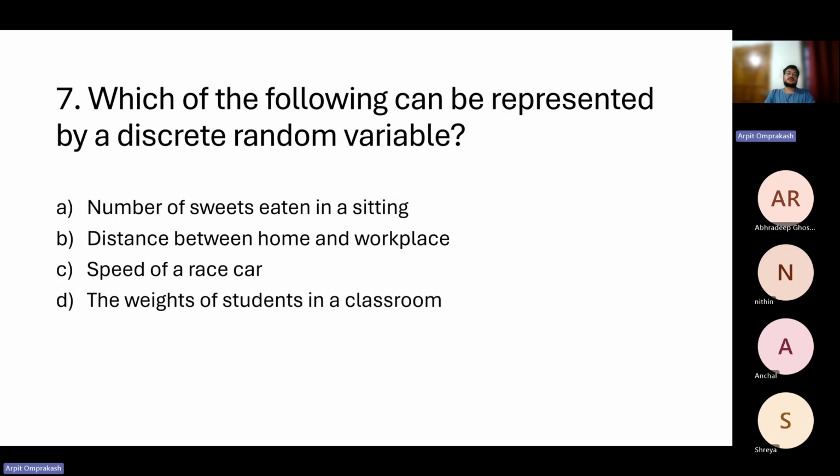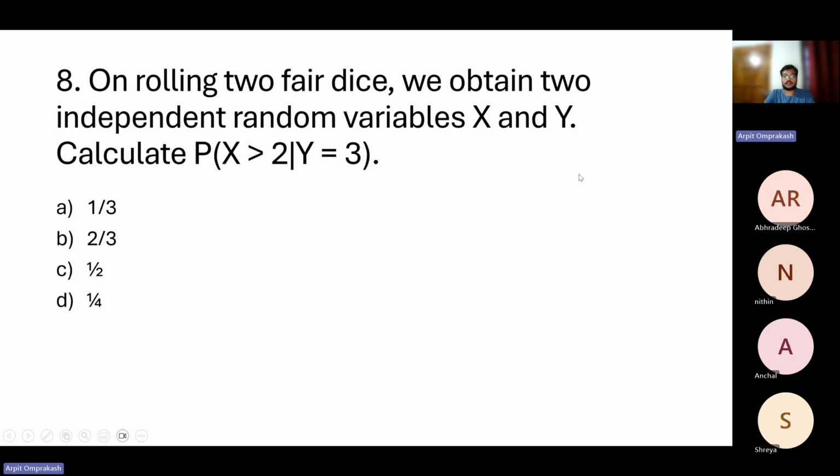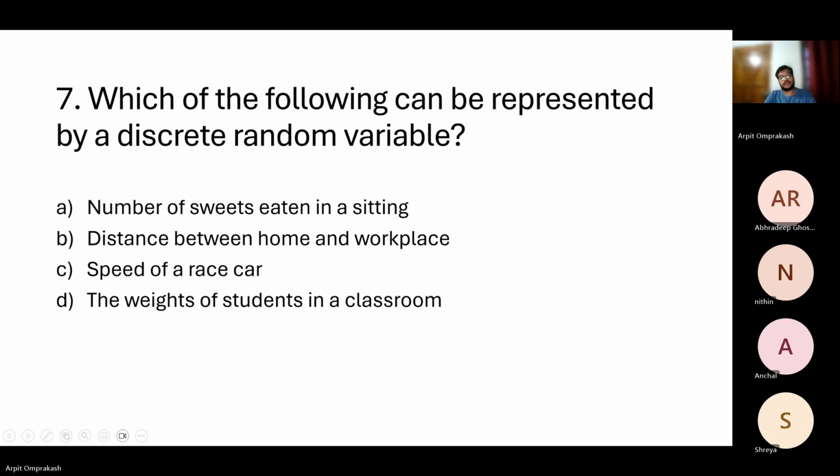The next question is, which of the following can be represented by a discrete random variable? A, the number of sweets eaten in a sitting. B, the distance between home and workplace. C, the speed of a race car. And D, the weights of students in a classroom.